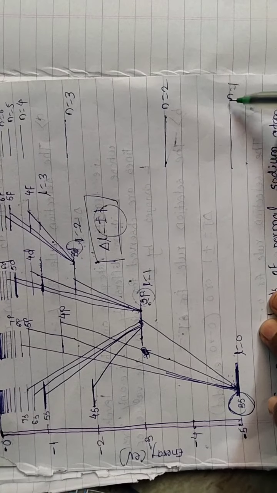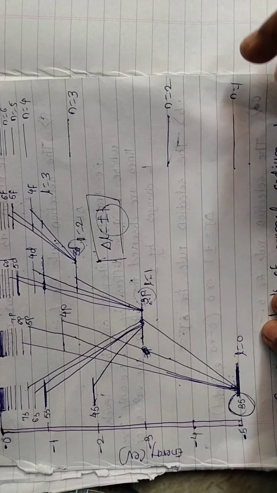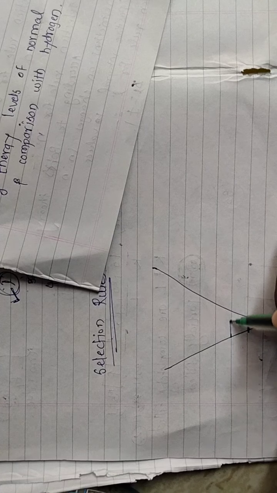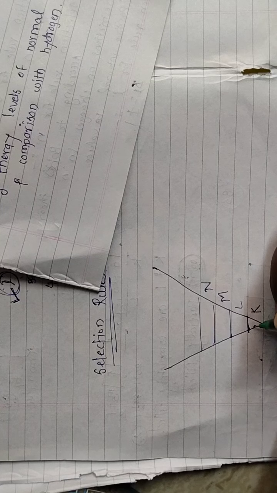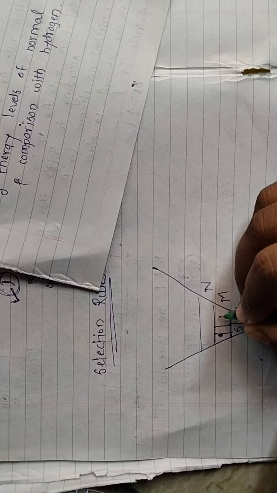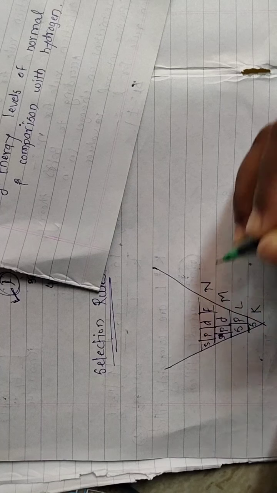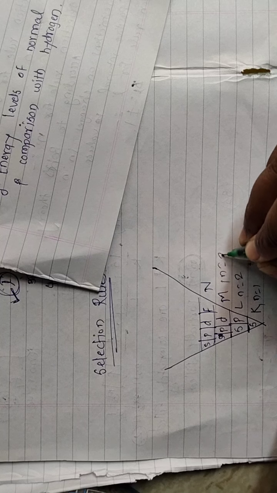So this is n equal to 1, n equal to 2, n equal to 3. We know that this is K, L, M, N. In K there is only s, in L there are s, p, in M there are spd, and in N there are 4 orbitals, spdf. So here n is equal to 1, n is equal to 2, n is equal to 3, n is equal to 4. Like this.